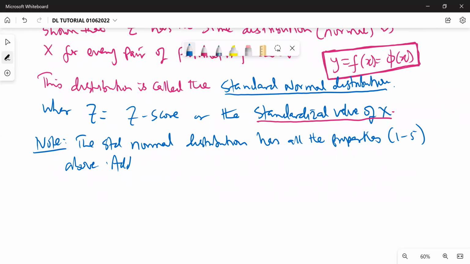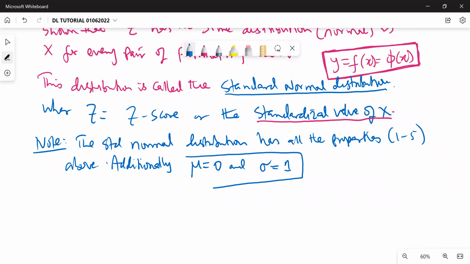Additionally, and this is the additional feature, which does not contradict any of the above: Z has mean equal to 0 and standard deviation always equal to 1. That is the only difference between the normal distribution and the standard normal distribution. This means that the standard normal is a special type of the normal distribution where the mean is 0 and the variance is 1.